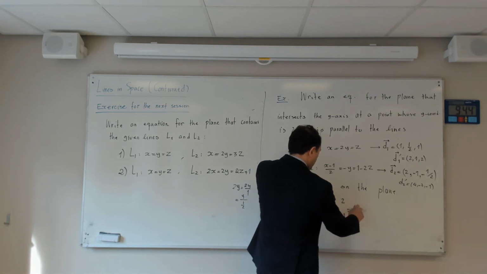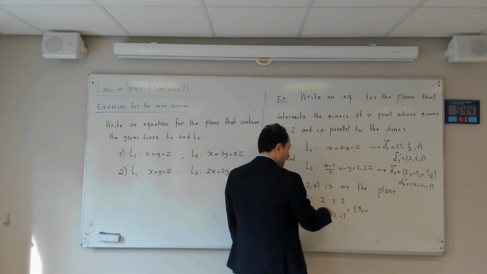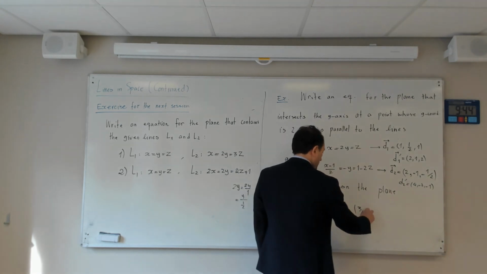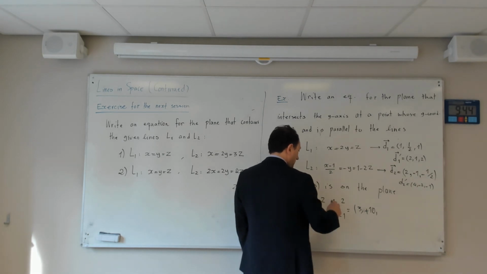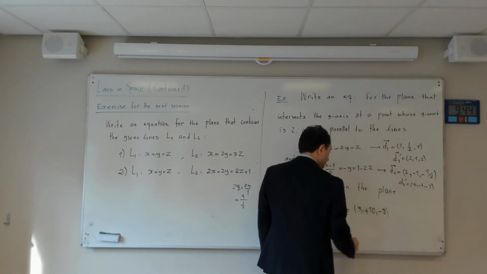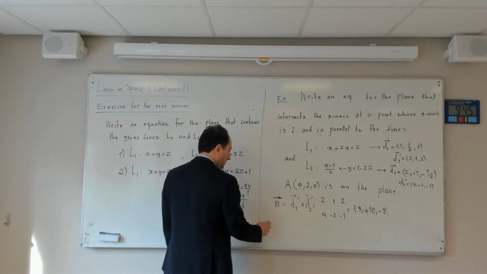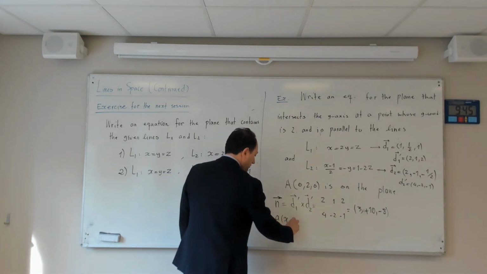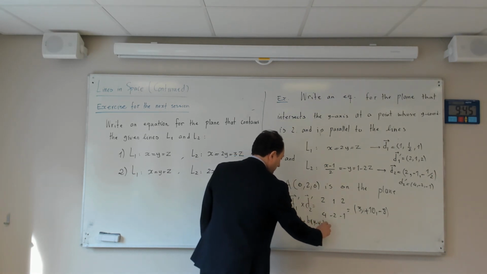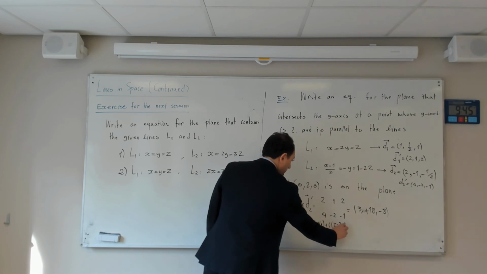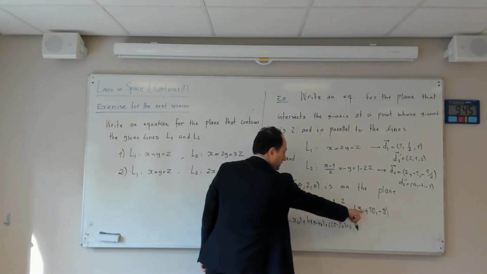Minus 1 plus 4 is 3. The middle one has an extra minus sign: minus 2, minus 8, minus 10. So it becomes a positive 10. And then it becomes minus 4, minus 4 is minus 8. And then I will write the formula, yes? A(x minus x node) plus B(y minus y node) plus C(z minus z node) is equal to 0. This is the standard equation of the plane. A, B, and C are 3, 10, and minus 8.